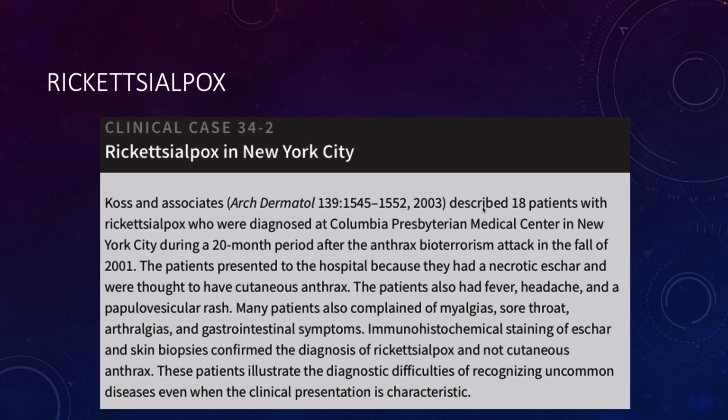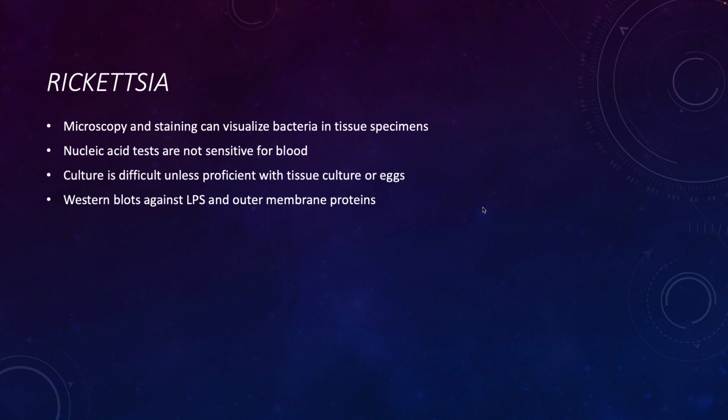So what did those biopsies look like that showed Rickettsia versus Bacillus anthracis? These patients illustrate the diagnostic difficulties of recognizing uncommon diseases, even when the clinical presentation is characteristic. So for diagnosing Rickettsia, microscopy and staining can be used to visualize the bacteria in tissue specimens. Nucleic acid tests are just not sensitive enough to detect if you have a blood sample.